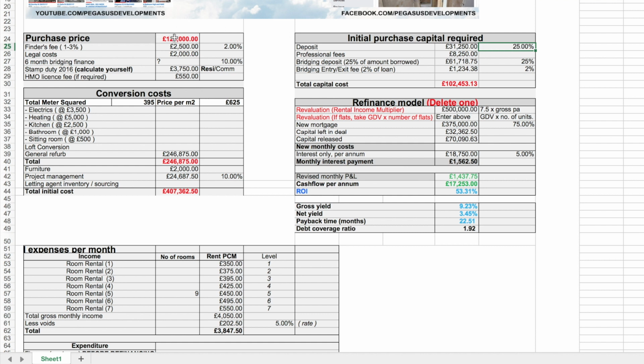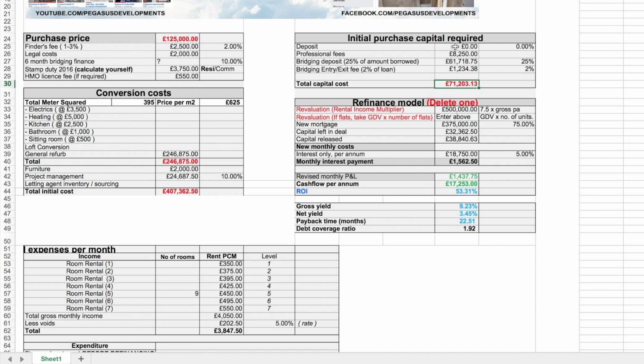If you had a JV partner putting all that money in, then you would be putting in 0 on that section. So, you know, all the professional fees, again, you might get a JV partner to put those bits in as well. So bridging deposit, if you were bridging that sum there, it's 75%, you'd be putting 25% in, which would be 61k. And then you might have bridging entry and exit fees, or application fees, or whatever. Normally it's 1% in, 1% out, so I put 2% of the loan, so that bit goes there. So it adds up your initial capital required to do this deal. That's how much money you need.